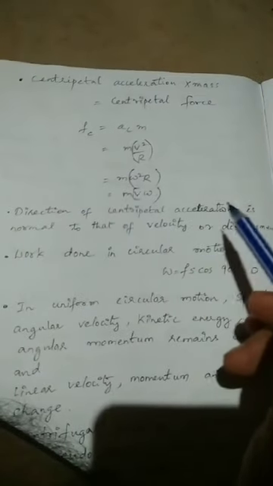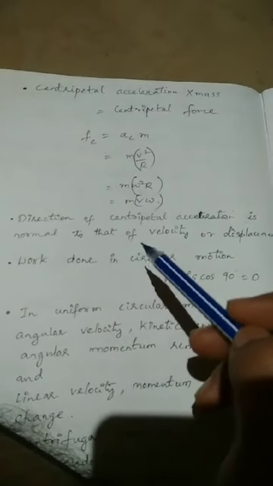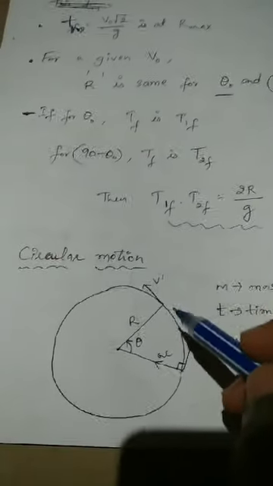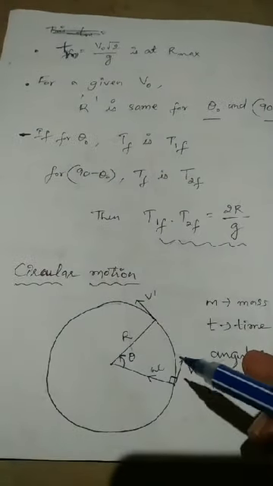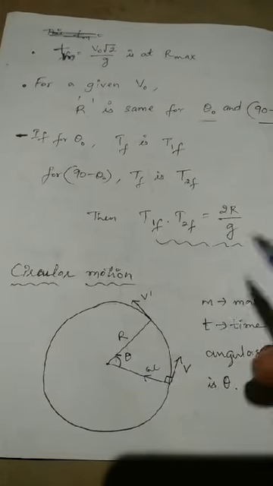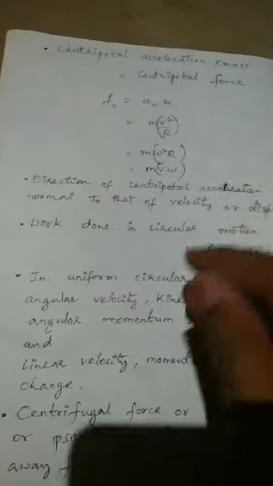Direction of centripetal acceleration is normal to that of velocity or displacement. Okay, direction of centripetal acceleration, this one. Again, I'll go there and show that. Velocity is here, acceleration is here. The angle between them is 90 degrees. They are perpendicular to each other.